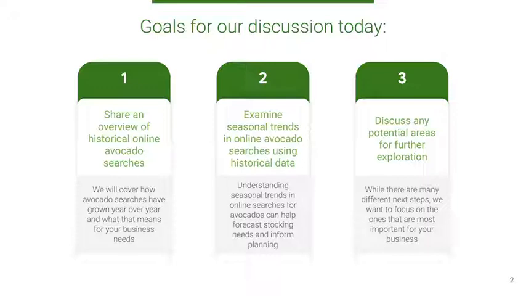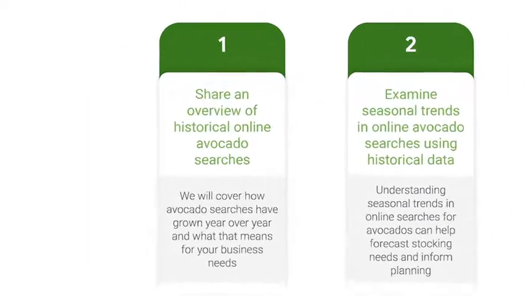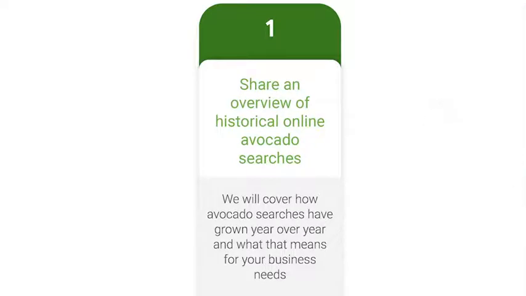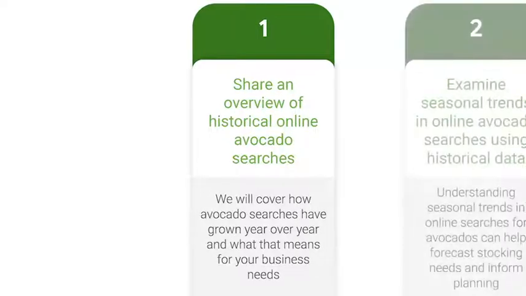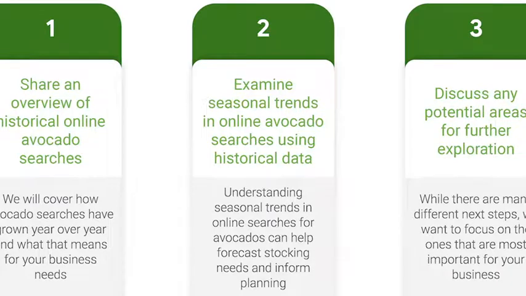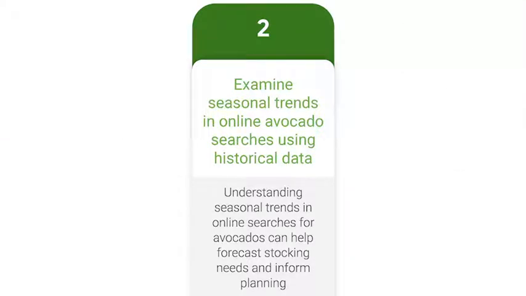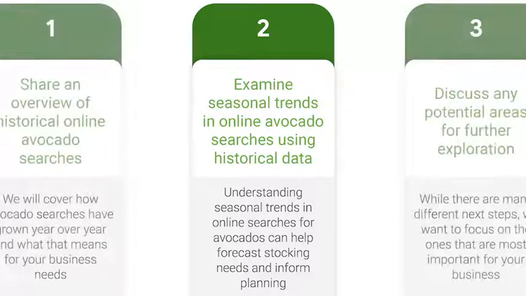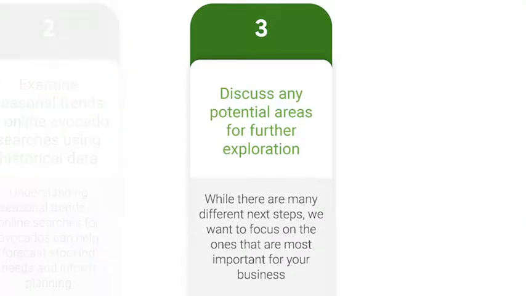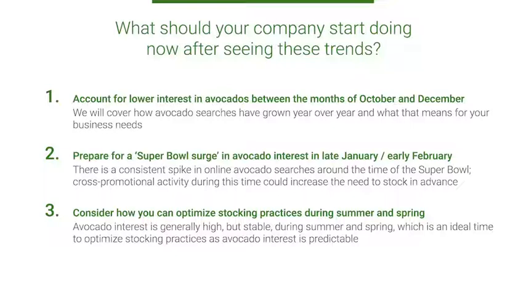Here, in this second slide, I've added goals for the discussion. It starts with share an overview of historical online avocado searches. Under that, a more detailed explanation. We'll cover how avocado searches have grown year over year and what that means for your business. Then, we'll examine seasonal trends in online avocado searches using historical data. This is important because understanding seasonal trends can help forecast stocking needs and inform planning. And finally, discuss any potential areas for further exploration. This is where we'll address next steps in the presentation.